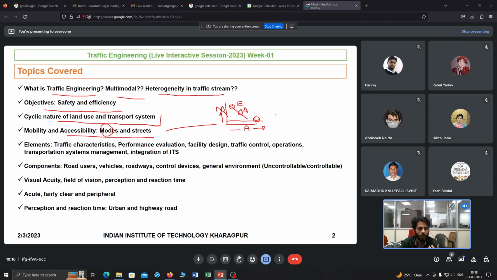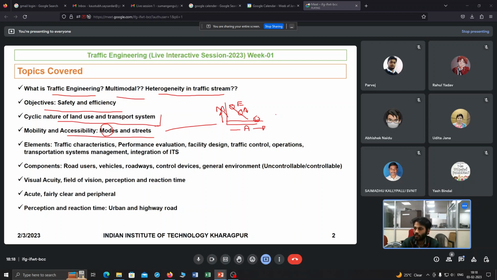Now as a traffic engineer, I want to prioritize a road, right? I want to see where the problem is more occurring, and focus on that. So how do I prioritize that? I want to quantify this thing. That is called the performance evaluation. So what is the current performance, as vehicles are moving, of that particular road?